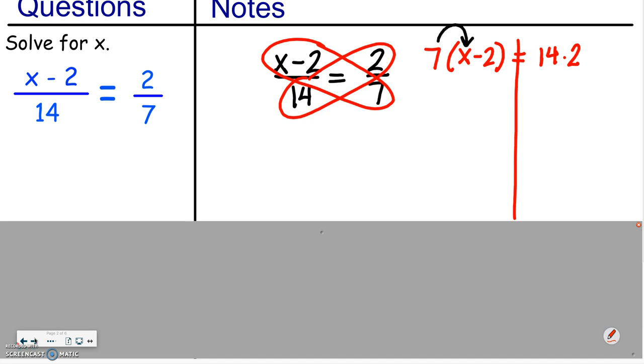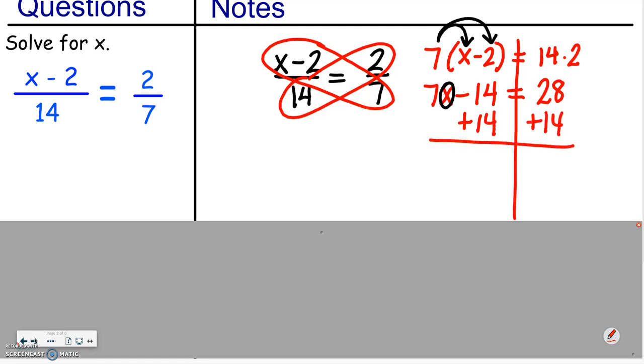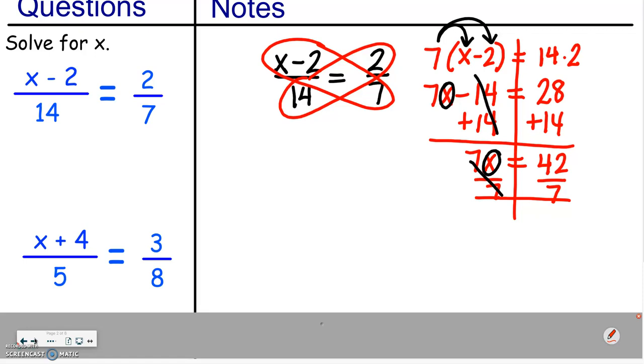So we should distribute the 7. So 7 times x is 7x. And then 7 times 2 is 14. And then on the other side, 14 times 2 is 28. So now if I circle my variable, I need to add 14 on both sides. 28 plus 14 is 42. And then if I divide by 7, x equals 6.